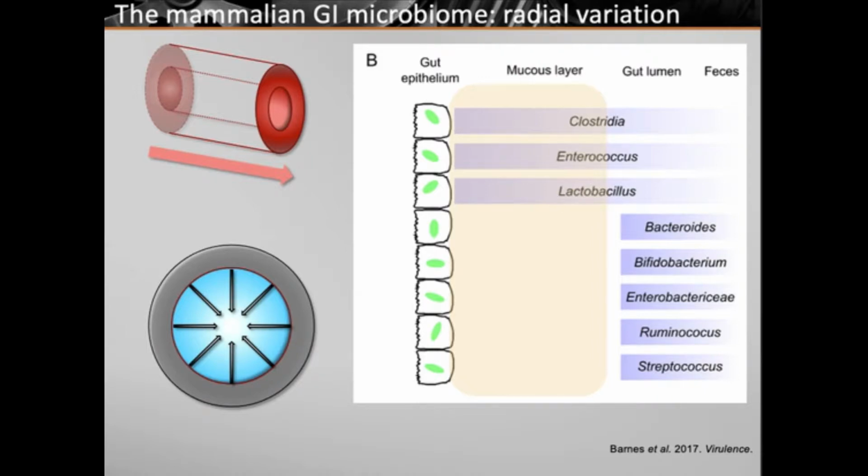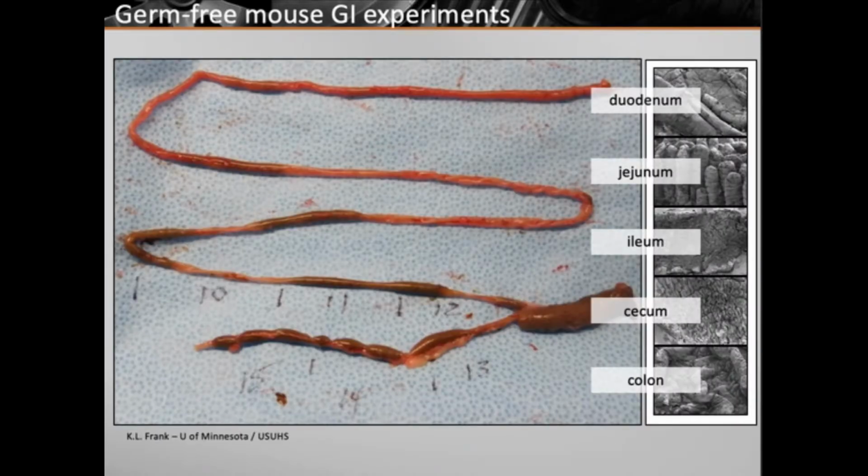So Clostridia, Enterococci, and Lactobacillus tend to be on the epithelial surface or in the mucus layer. Things like Bacteroides, the Enterobacteriaceae, and Streptococci tend to live more towards the lumen, on top of the layer. So there's less accessibility to the surface when you're in this group, but there's also less host response because you're farther away from it. All that stuff matters.